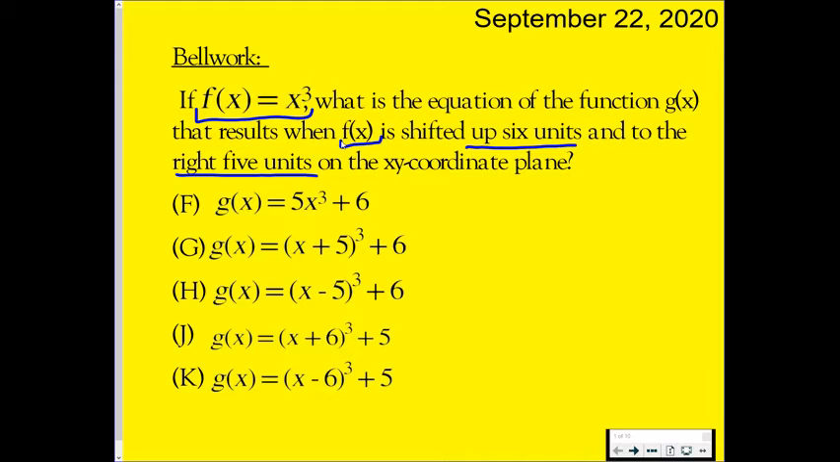Let's see if we can narrow down our options. If it's shifted up 6 units, that's a plus 6. And if it's shifted to the right 5 units, that is a minus 5, right? Because it goes to the opposite direction. Okay, so let's go through our options and see which one has a plus 6 and a minus 5. F does not, G does not, H does, that's a possibility, J does not, and K does not. We must have a plus 6 to go up 6 units, like this one does, and a minus 5 to go right 5 units. So that narrowed it down to H as our correct answer.